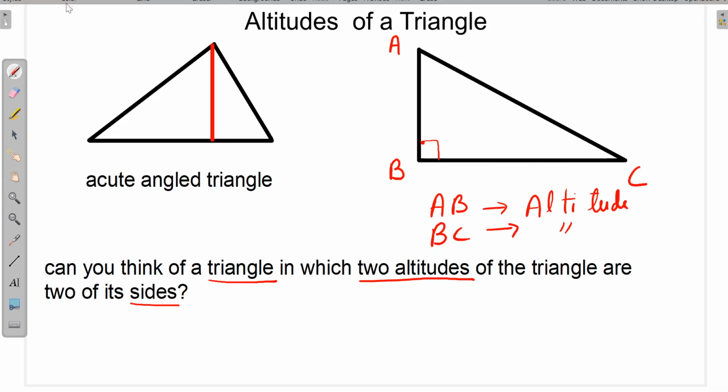Why? Because if we draw an altitude from the vertex B, it falls on AC. So this is the altitude from the vertex B. It does not become a side. It is a simple altitude as we have studied earlier. So AB and BC are altitudes and they also become sides. This one is also an altitude, but it does not become a side.